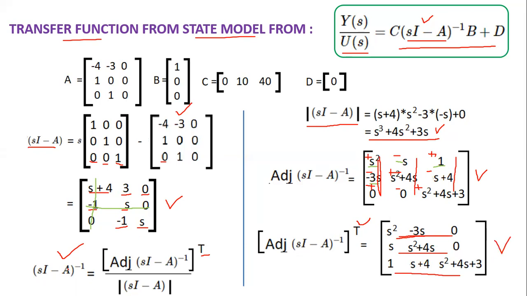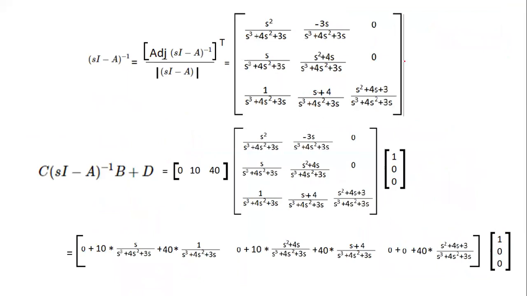And then how we find (sI minus A) whole inverse means adjoint by det value. So already adjoint is there and det value is there. So each and every term we need to divide with the det value, like s square by s cube plus 4s square plus 3s, minus 3s by the same. So each and every term we are dividing with the det value. So this is the equation: (sI minus A) whole inverse is equal to each and every term divided by the det value, s square plus 3s square by s cube plus 4s square plus 3s, minus 3s by s cube plus 4s square plus 3s, like this each and every term.